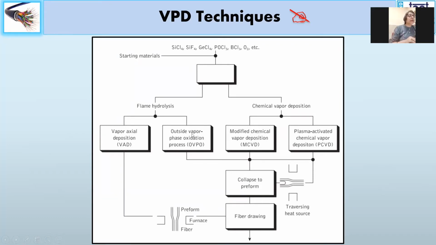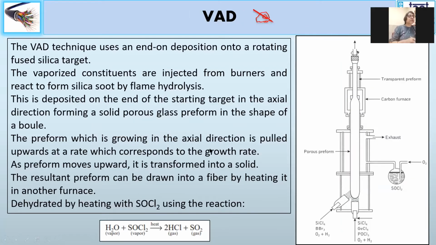Once your preform is formed by this process, you go to the fiber drawing technique, that is, converting that preform into the fiber of the required dimensions. Definitely that process takes place in a furnace. So first, starting with vapor phase axial deposition.